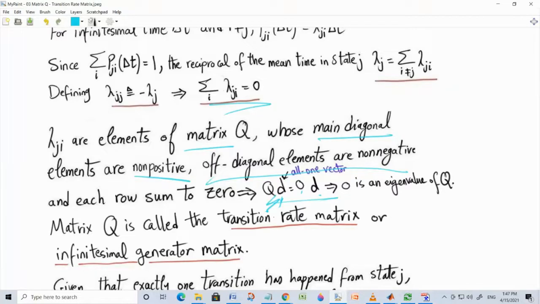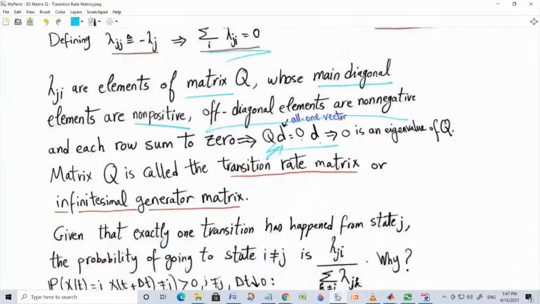It has 1 as an eigenvalue. Now we are talking about the Q matrix, the transition rate matrix, and it has 0 as an eigenvalue. Again, the difference is that in the other case, we have a matrix of probabilities, and the sum of each row is 1. Now we have a matrix of rates as off-diagonal elements, and it contains non-positive numbers on the main diagonal, and the sum of each row is 0. And so now 0 is an eigenvalue.